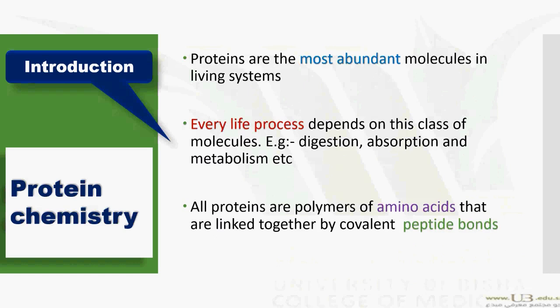All proteins, as you know, from the chemistry point of view, are polymers of individual amino acids, which are linked together by the covalent bond known as the peptide bond. So every protein is, in general, chemically defined as a polypeptide chain of amino acids which are linked mainly by peptide bonds, and sometimes you can find some other bonds like the sulfur bridges or the disulfide bonds.